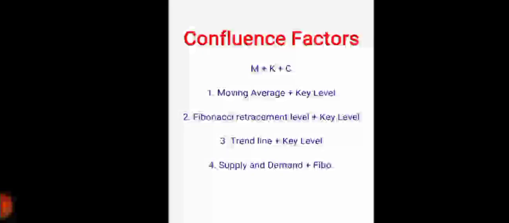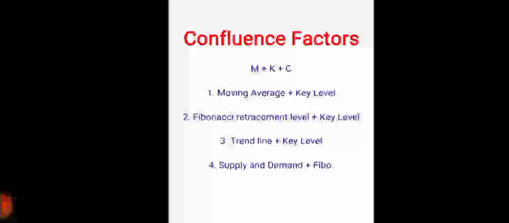For example, a dynamic support level. Dynamic support levels are support levels like trend lines, trend channels. If you don't know what support and resistance are, it's nothing difficult. Support is just a level where buyers come to push price up. You can also call it a key level. A resistance is just the vice versa, which is a level where sellers come to push the price down. You can also call it a key level.